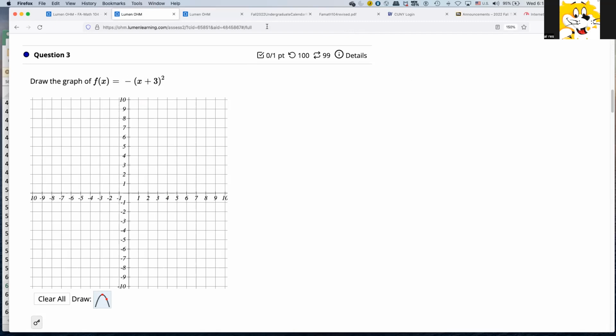So what would be my vertex here for this problem? Negative. What would be my vertex? What's the value of my vertex? Anybody?